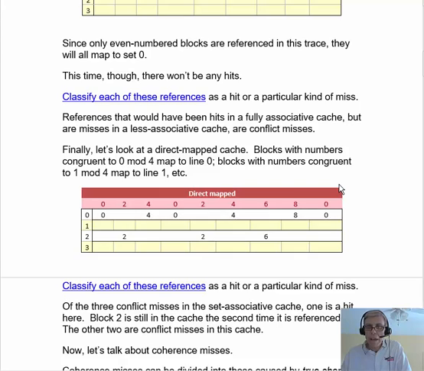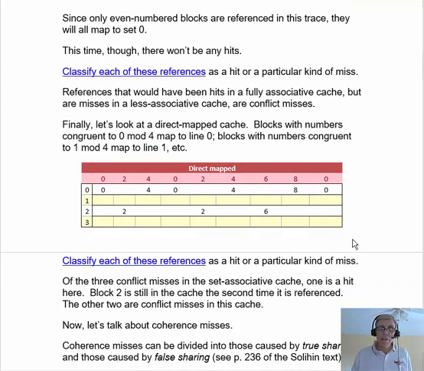Now let's look at a direct mapped cache. Blocks with numbers congruent to 0 mod 4 map to line 0. Blocks with numbers congruent to 1 mod 4 would map to line 1, but there are no such blocks in this trace. The other blocks actually are all mapped to line 2 because their numbers are congruent to 2 mod 4. And so I'd like you now to classify each of these references as a hit or a particular kind of miss. So we see here that there's 1 hit, 2 conflict misses, 1 capacity miss, and 5 cold misses.